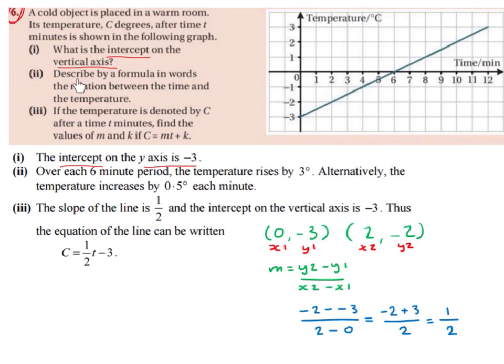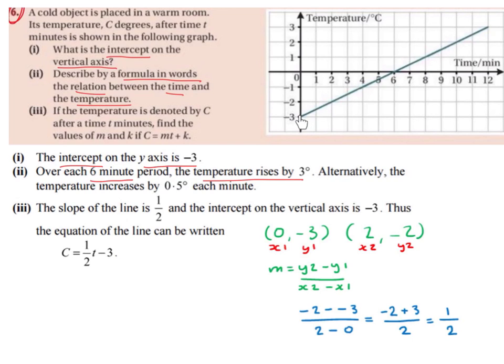Part 2. Describe by a formula and words the relation between the time and the temperature. Over each 6-minute period, the temperature rises by 3 degrees. We can see this in the graph because at time 0, we had a temperature of -3, and then at time 6 minutes, we had a temperature of 0.